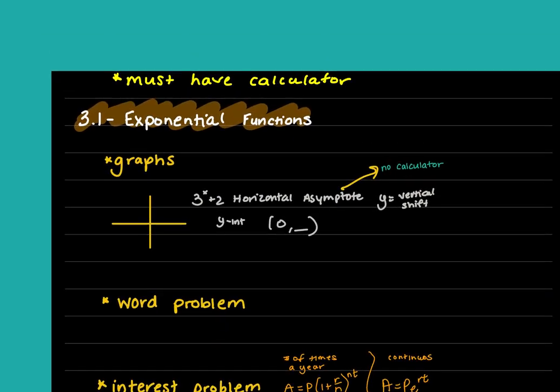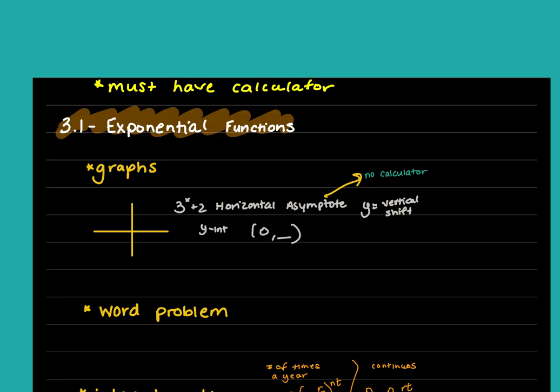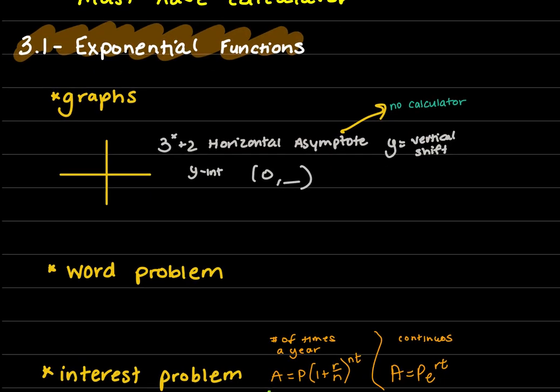All right, and then the exponential stuff. So we need a calculator for part of these things. The graphs are like the one we just did on the warm-up. So if I had a graph where you would not have a calculator, we would look for our t-chart. We would find our vertical asymptote, horizontal asymptote, y-intercept, domain, and range.